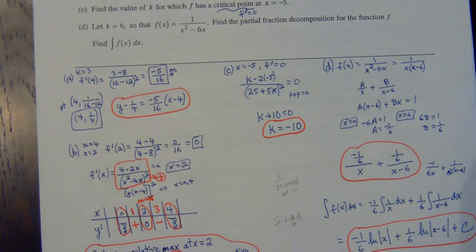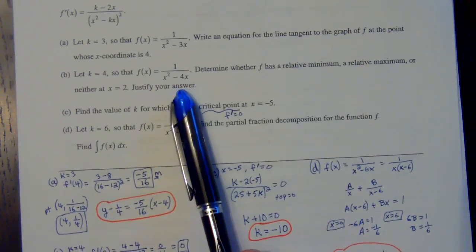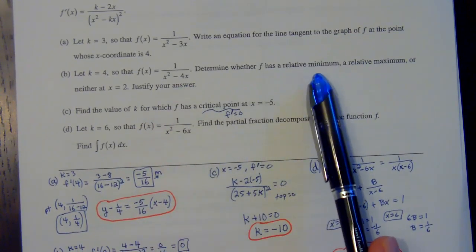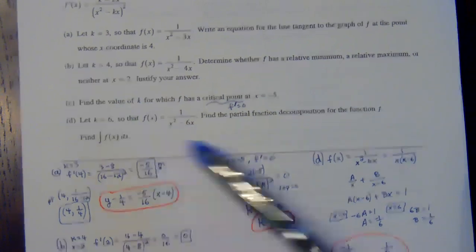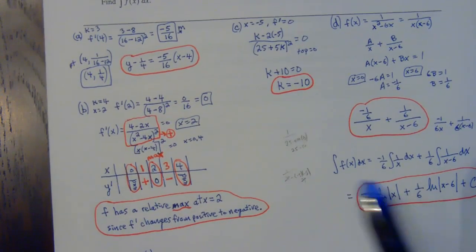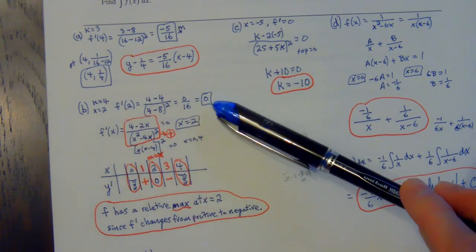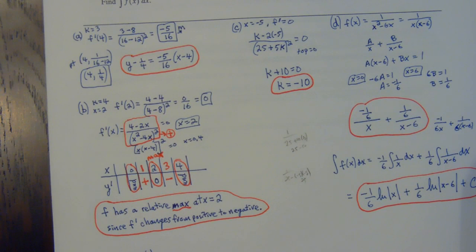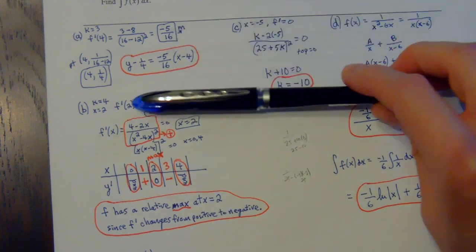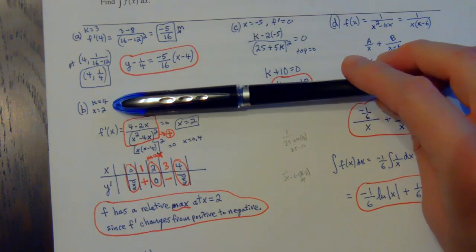Now for part B, it tells us k is 4, so we got this function now. And then we want to know, is there a relative maximum or neither at x equals 2? Now this first part, I thought I needed. I plugged in k equals 4 and x equals 2 to that derivative. I did get 0, so it means there's a possible relative maximum, but we got to check and see if it switches sign. So I guess in hindsight, I don't really need to do that first part right there.